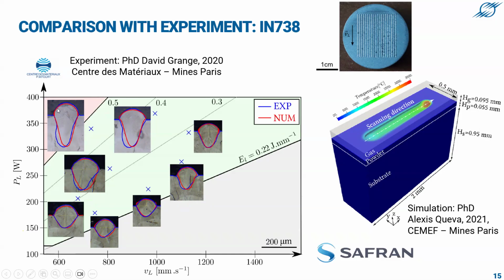When you go on the top left, you enter the keyhole regime with risk of entrapment of porosity. And when you are in this regime, low power, high velocity, you are in danger because of a lack of fusion or discontinuities of the tracks, what we call balling. And you can see that on several couples power velocity, the agreement between the experiment and numerics is very nice.